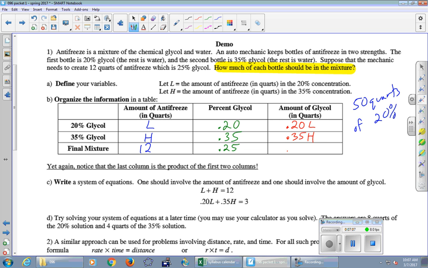Last row. I like the 0.25. 0.25 times 12. Isn't that how we built the last column? Just multiply the first two. And this is a first for us. Typically, this bottom number here is given, just up in the problem someplace. But here, we have to calculate it. We know we're trying to build a 12-quart solution, and it's got to be 25% glycol. So we're just doing 25% of 12, which is 3, right? Just a quarter of 12.